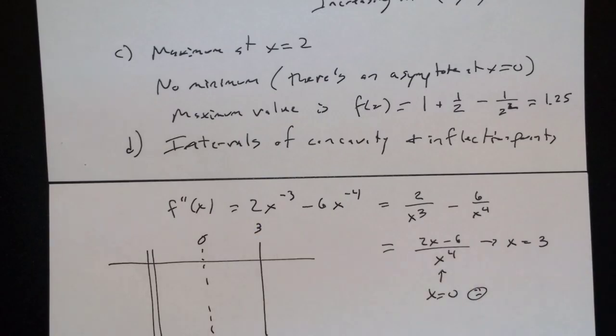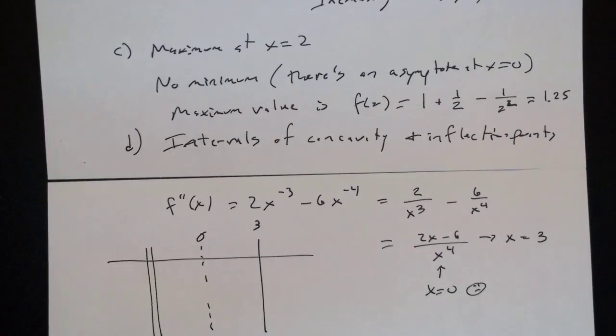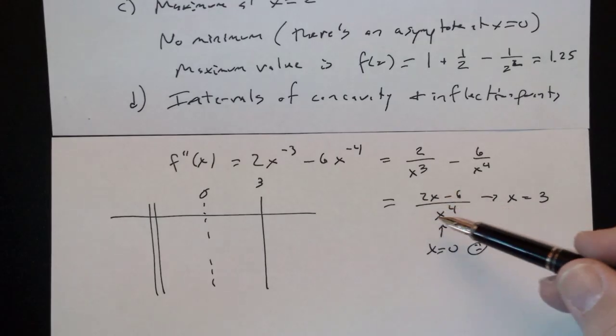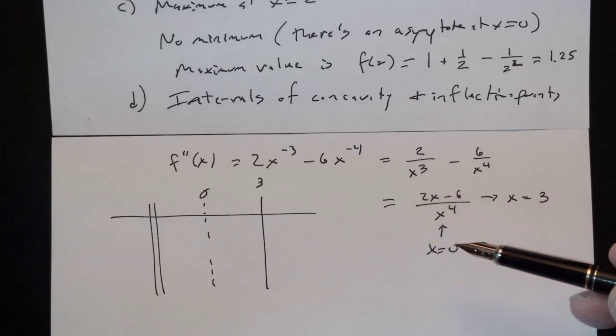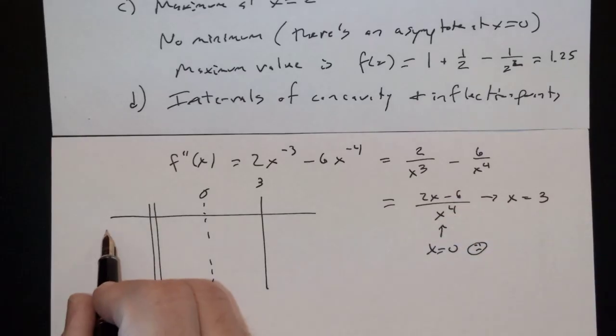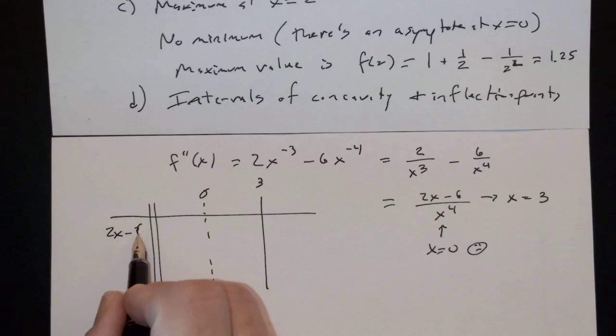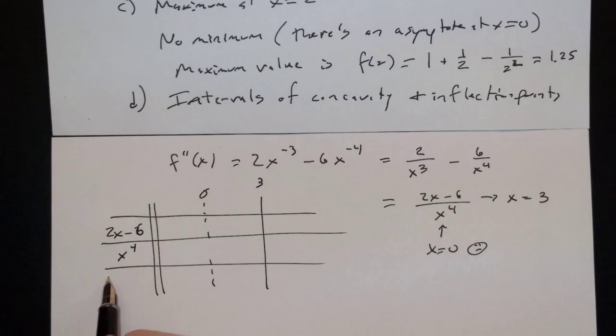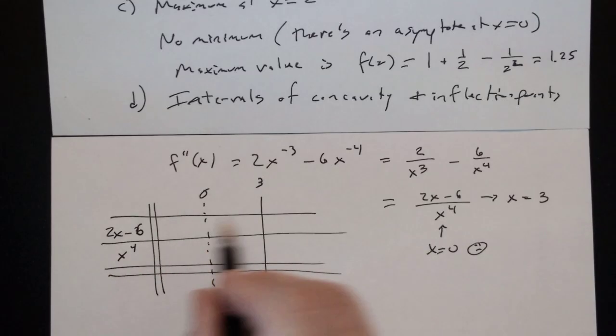And again, I'm going to pick a value on each side of each of those lines and plug it into the second derivative. Because my second derivative is written like this, I'm going to do the same thing I did in the first derivative. I'm going to write each piece on a separate line, and I'm going to multiply down once I come up with all of the pluses and minuses in that box.